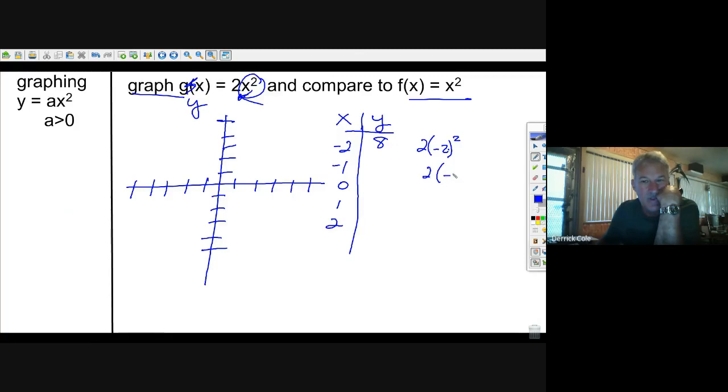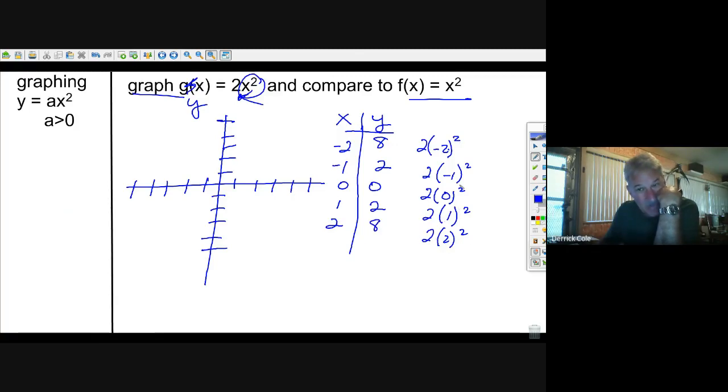I'm going to square -1, which is 1. 1 times 2 is 2. I'm going to square 0. 0 squared is 0, and 0 times 2 is 0. I'm going to square 1 and multiply it by 2. 1 squared is 1, times 2 is 2. I'm going to square 2 and then multiply it by 2. So 2 squared is 4, 4 times 2 is 8.